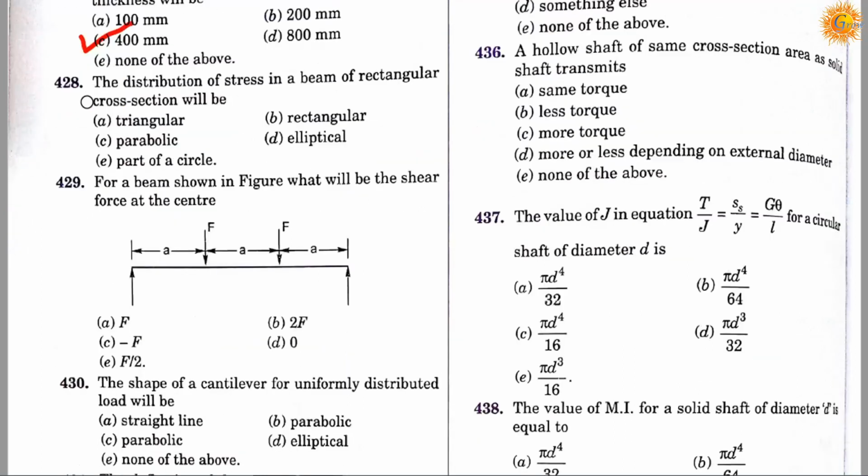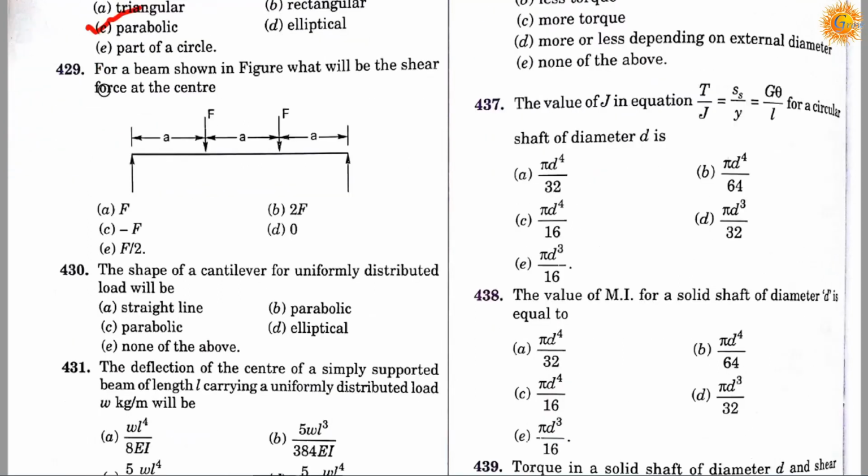Question number 428. The distribution of the stress in a beam of rectangular cross section will be option A is triangular, option B is rectangular, option C is parabolic, option D is elliptical, and option E is a part of a circle. Correct answer is C, it will be parabolic.